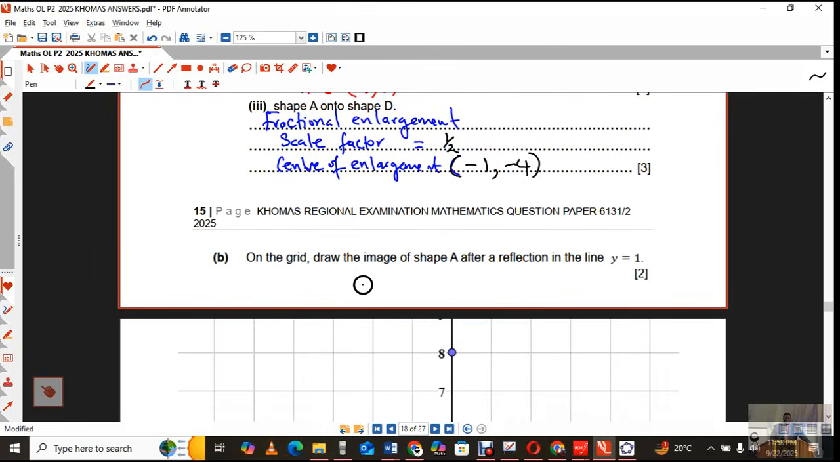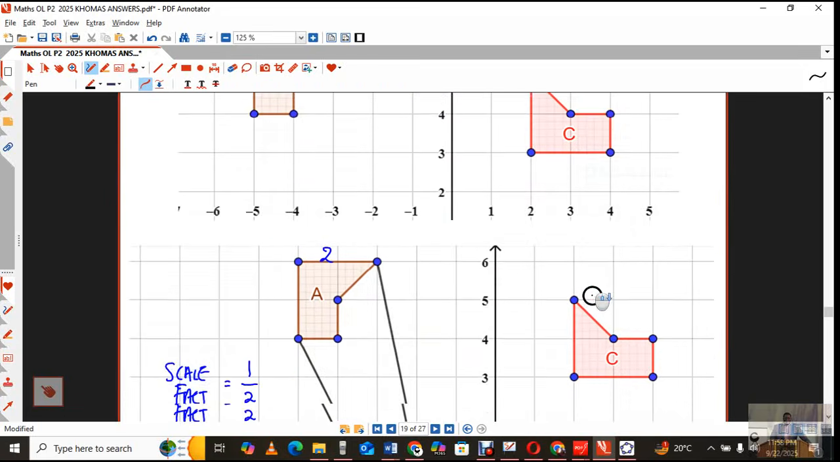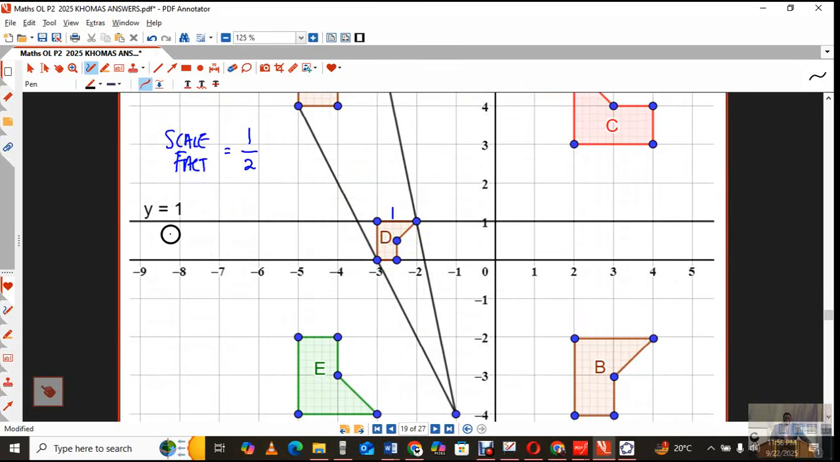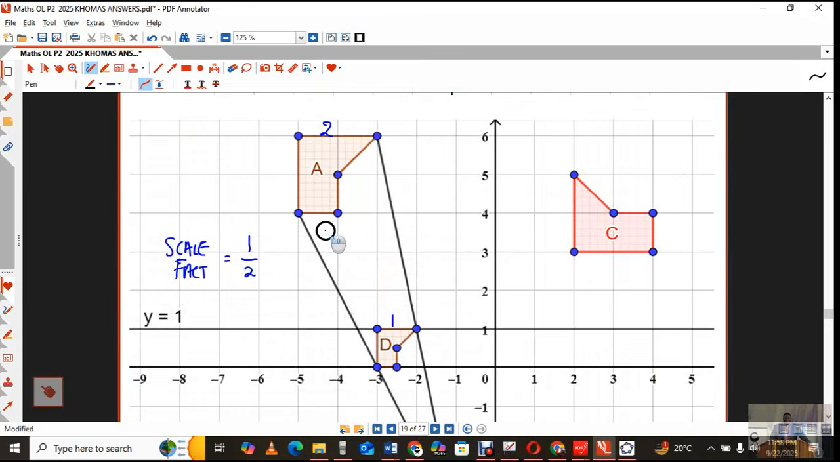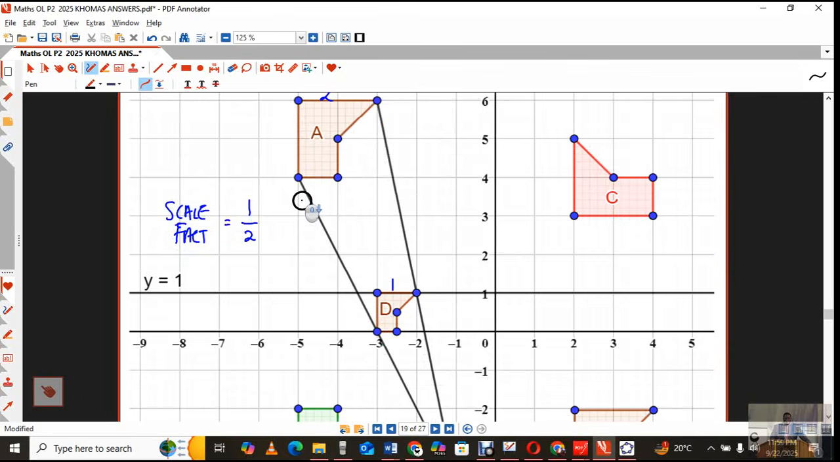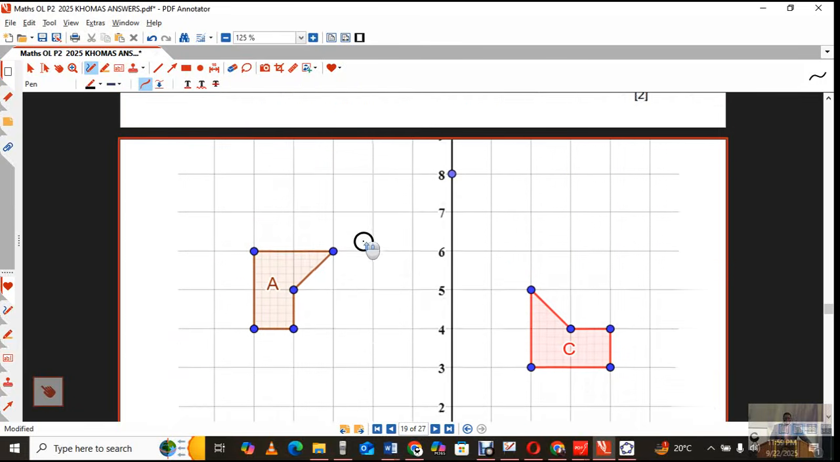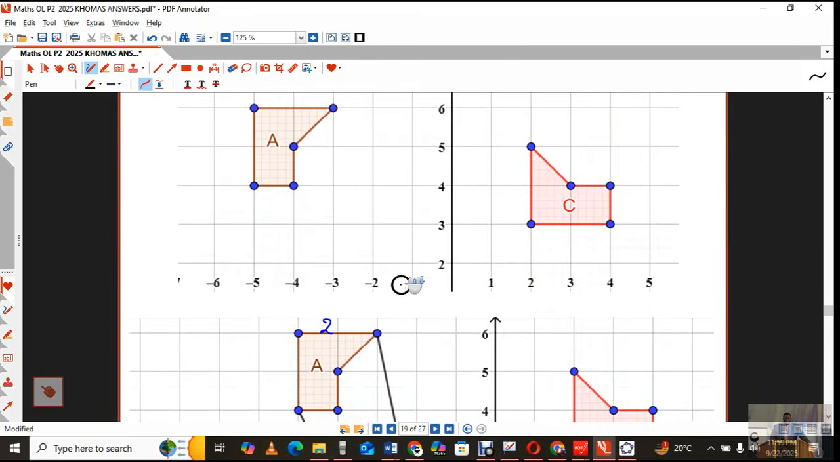Then they say on the grid, draw the image of shape A after reflection in the line y equals 1. So what I did, I drew the line y equals 1, and you're going to reflect that. So you're going to count exactly the same number of points. Take this point, how far is it from the middle line? That's 1, 2, 3, and its corresponding 1, 2, 3. So I have labeled it E. Did they say we must label it E? They didn't, but I just labeled it E.